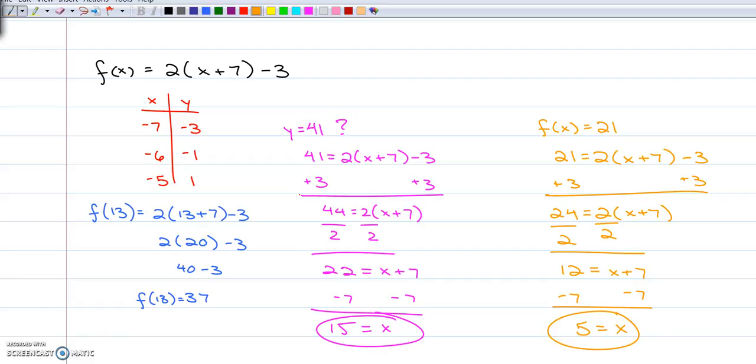So what I've actually done is I've added more and more levels to the T-chart. I'm going farther and farther down the T-chart without actually writing it out. 2 additional points to this graph that I never actually put on there were 15, 41 and 5, 21. And if you remember when I told you the x was 13, you ended up with 37. So I have more than just 3 points on this line.